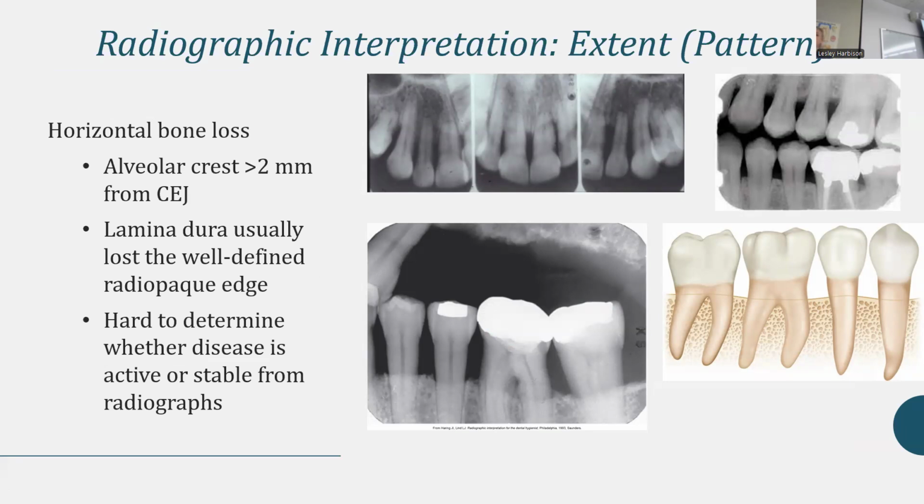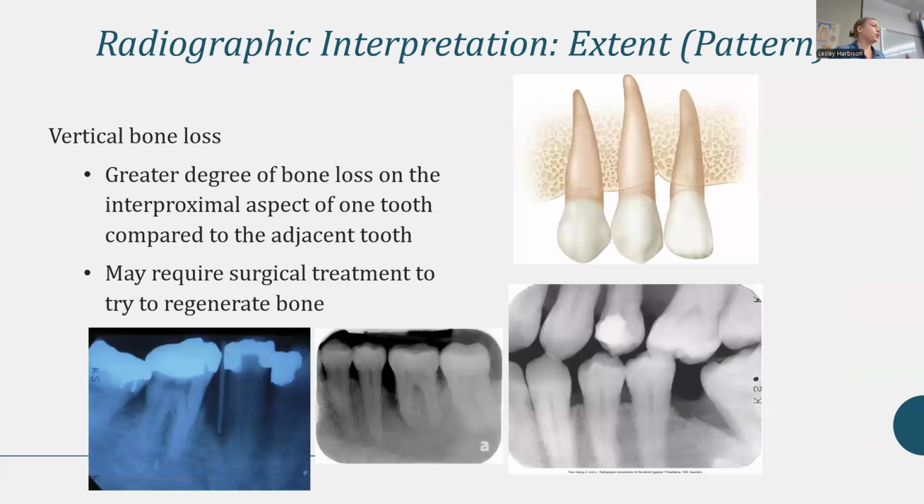So the alveolar crest should be less than 2 millimeters for healthy, so 1.5 to 2 millimeters. The lamina dura is well defined. It's hard to determine whether the disease is active or stable. But if your patient has been coming to you every 3 months, every 4 months, you certainly, as a clinician, know whether or not they're active or they're stable.